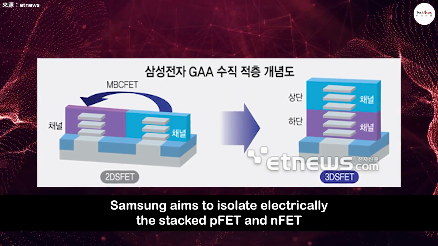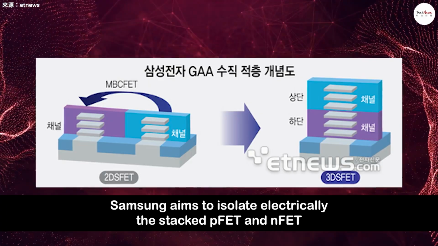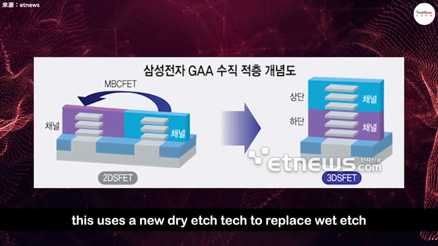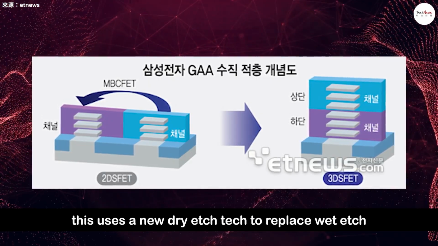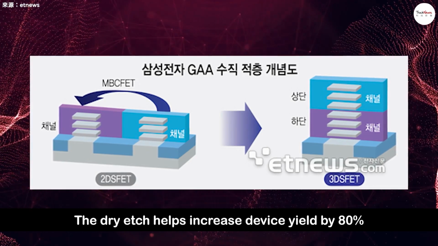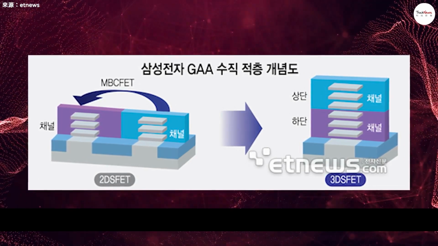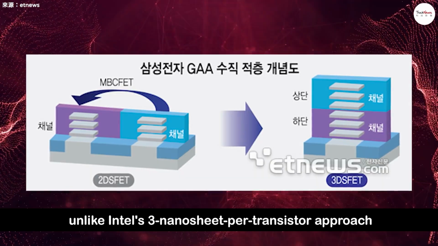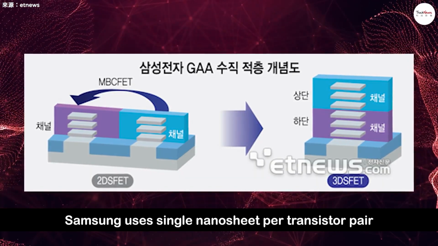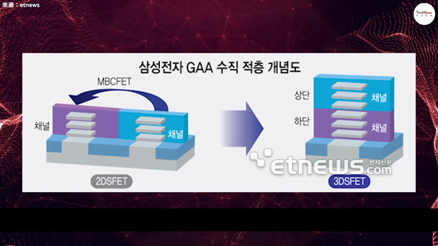Samsung aims to isolate electrically the stacked PFET and NFET to prevent current leakage. This uses a new dry etch tech to replace wet etch. The dry etch helps increase device yield by 80%. Unlike Intel's 3 nanosheets per transistor approach, Samsung uses a single nanosheet per transistor pair.